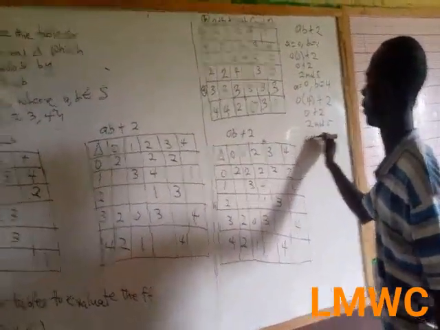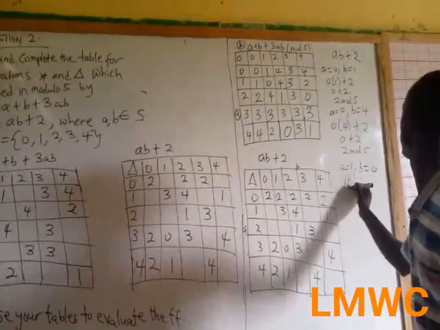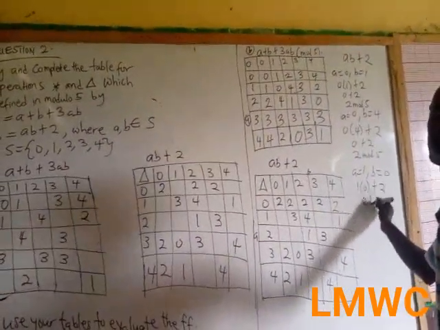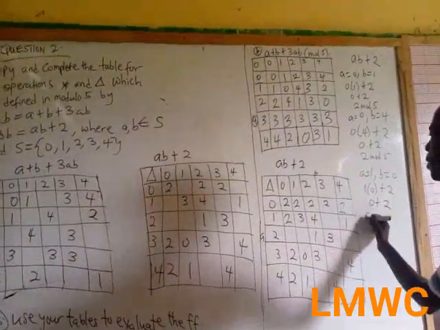Let's take this one. A is equal to what? 1. B is what? 0. So it becomes 1, 0 plus 2. And 1 times 0 is what? 0 plus 2. We have what? 2.